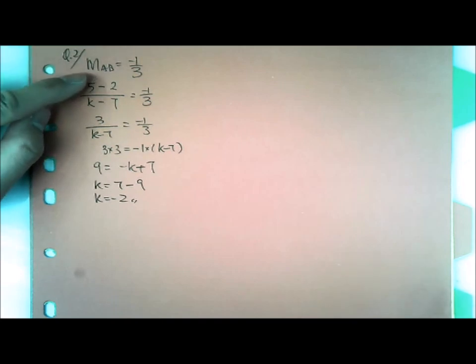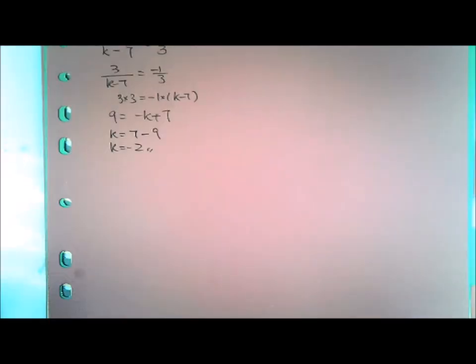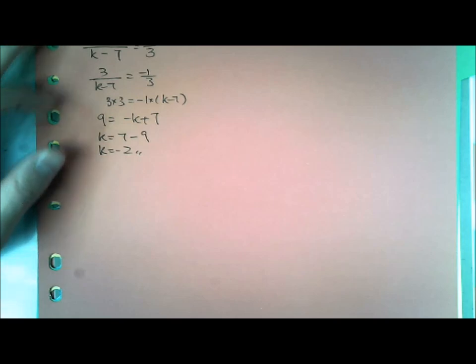And then you have to write the m. Do not just write AB. So this is question 2. Keep going. Let's go to question 4.